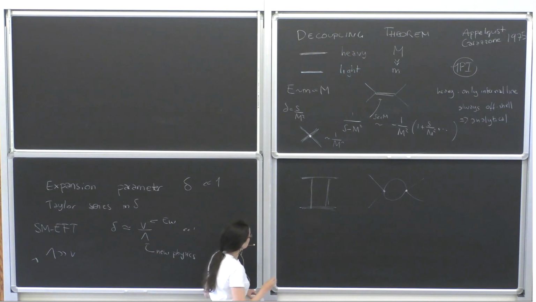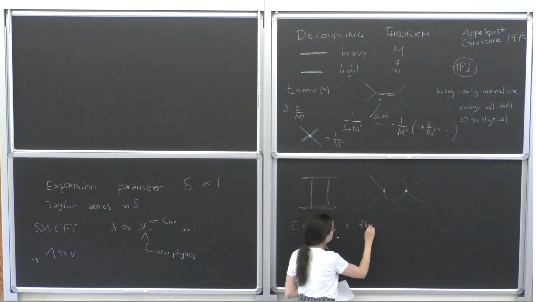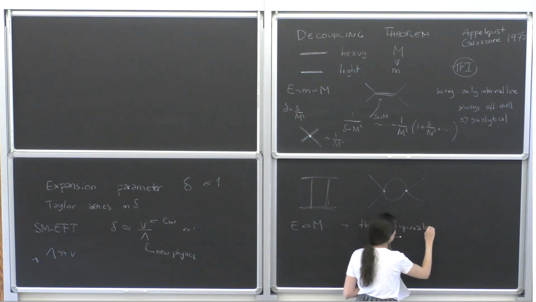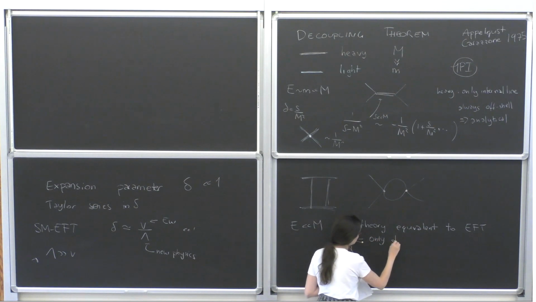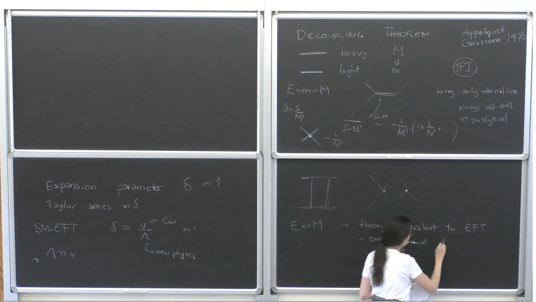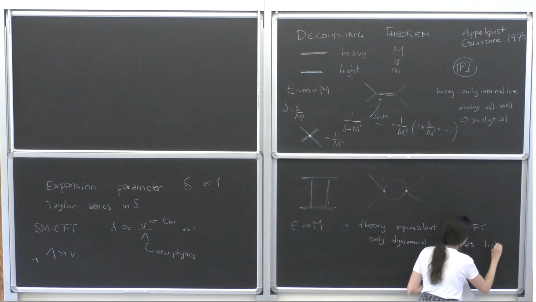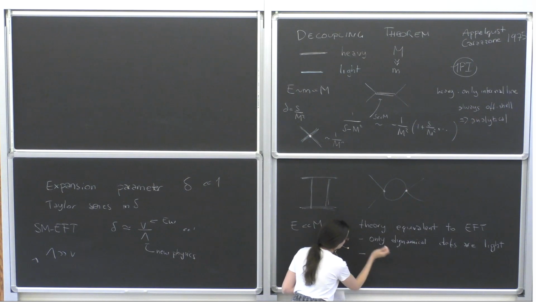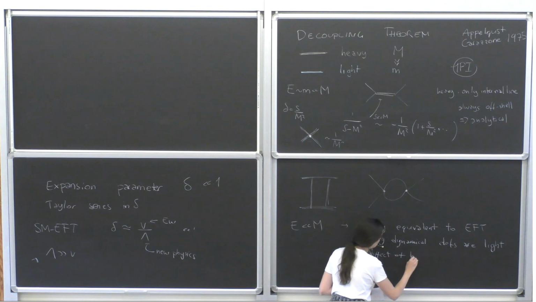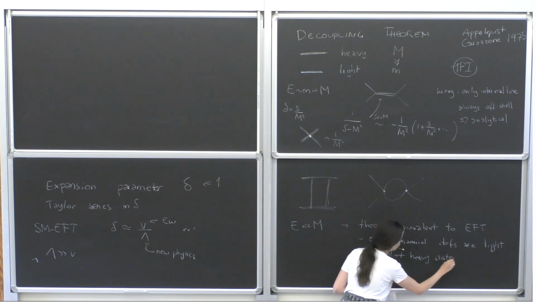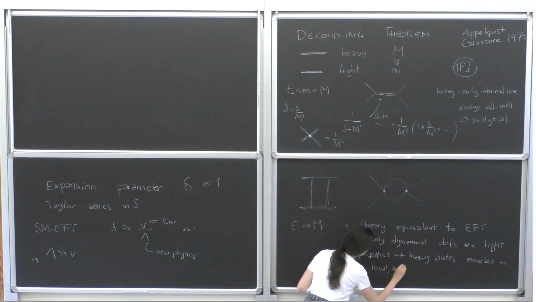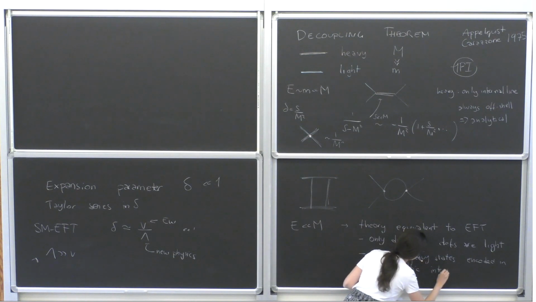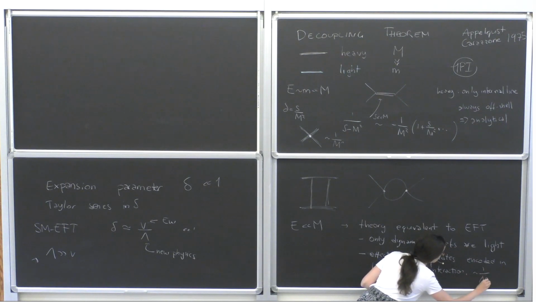So the point of the decoupling theorem is that if we go to energies that are much smaller than the mass of a certain particle, then the theory is equivalent to an EFT where the only dynamical degrees of freedom are the light particles, and the effect of the heavy states is encoded in local analytic interactions that are suppressed by some powers of the heavy mass.